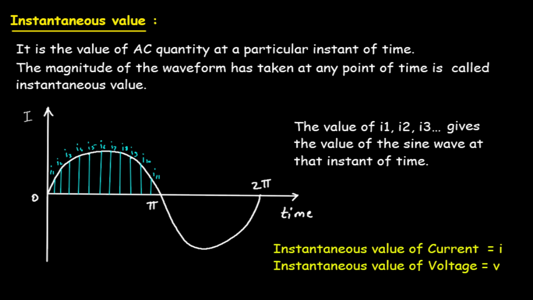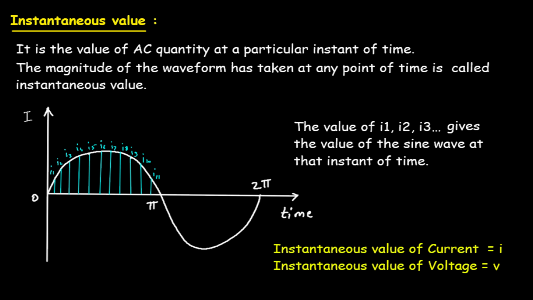This leads us to the final, crucial point on our image, the notation. In the world of electronics, we use a specific shorthand to talk about these values. It says, instantaneous value of current equals I, a lowercase i. Instantaneous value of voltage equals v, a lowercase v. This is a universally understood convention.